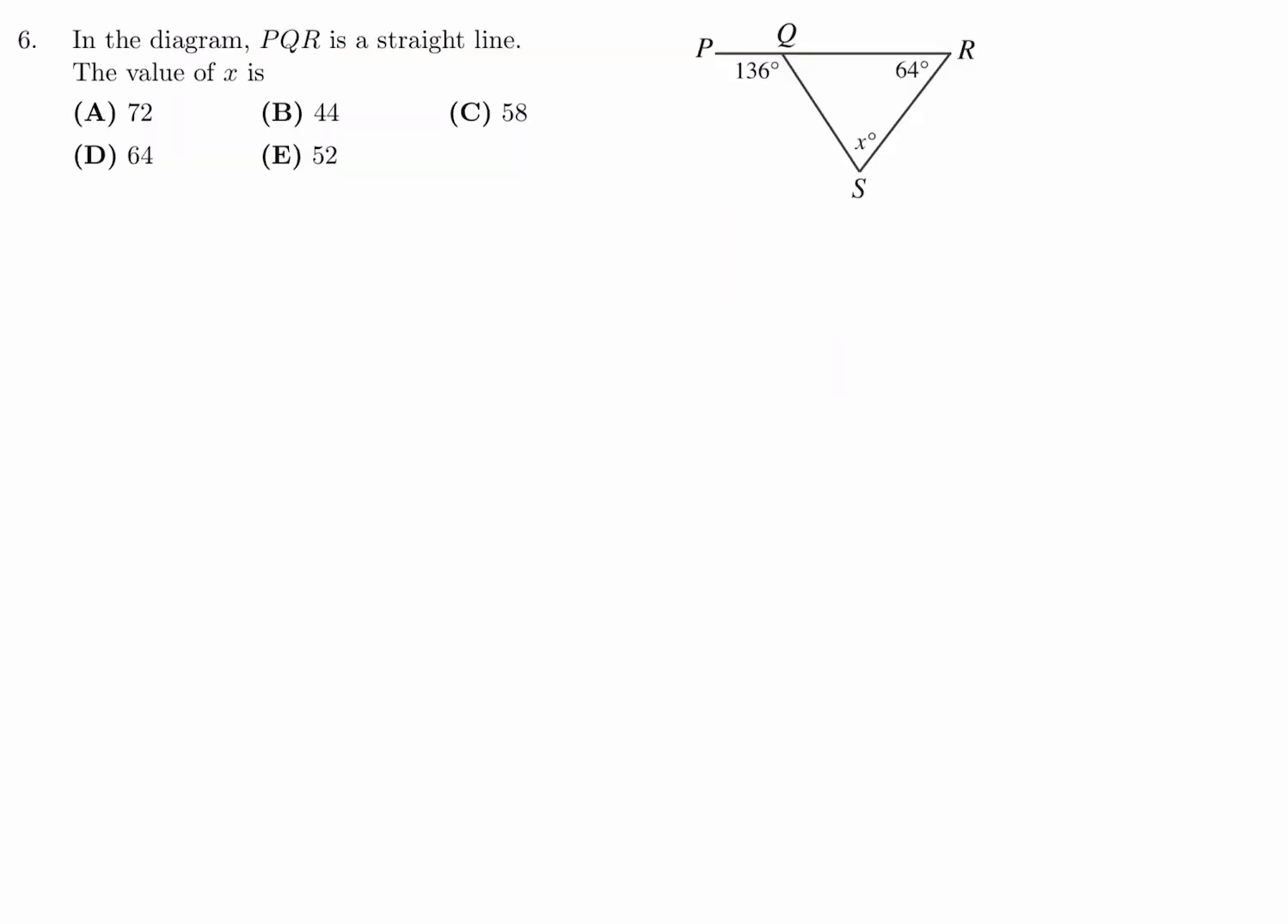In the diagram, PQR is a straight line. The value of x is... All the angles about a line equal 180. So if this is 136, and this, let's say, is y, 136 plus y is equal to 180. So therefore y is equal to 44. Okay, put that in there like that, 44.